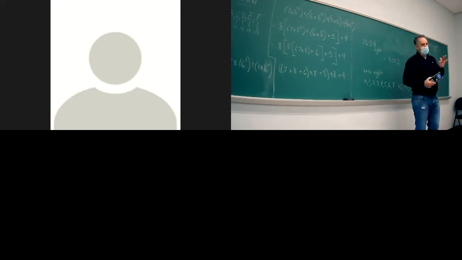Just go 8 times 501, and you get 4008. Subtract that from this. That's why you got a remainder of 4. And that'll work every single time. All right. Now, we're going to continue this process, and it will end the same way every single time.